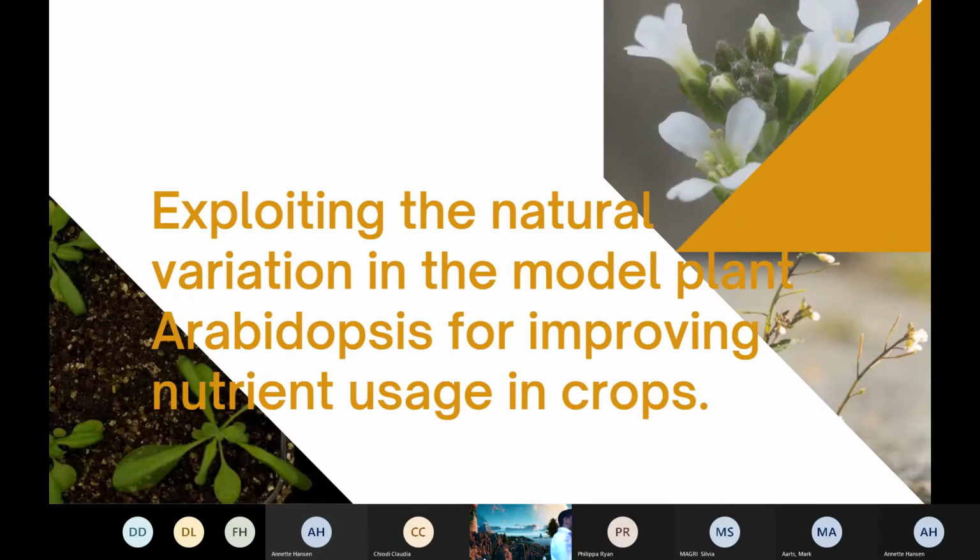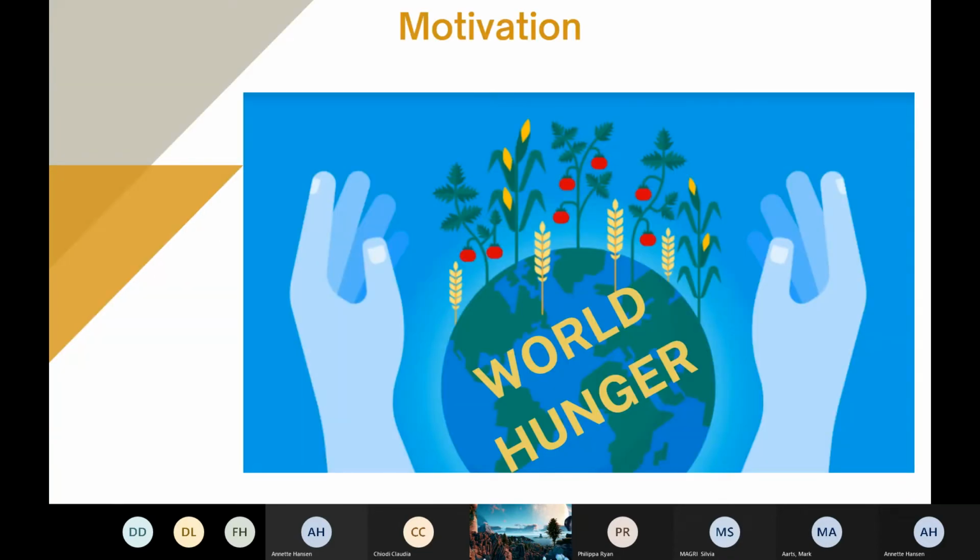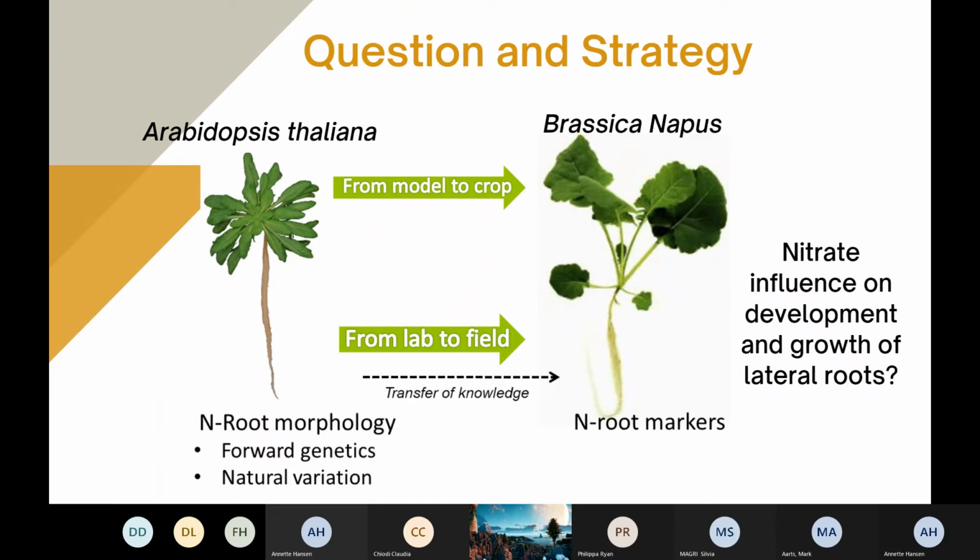So switching back to the work I'm doing here. As the name suggests, I was really exploiting the natural variations, the natural variants that are available in the local panel here, Belgium and Netherlands. Just to give a quick motivation, we are trying to solve world hunger. It's a bigger motivation we have. So the question and the strategy.